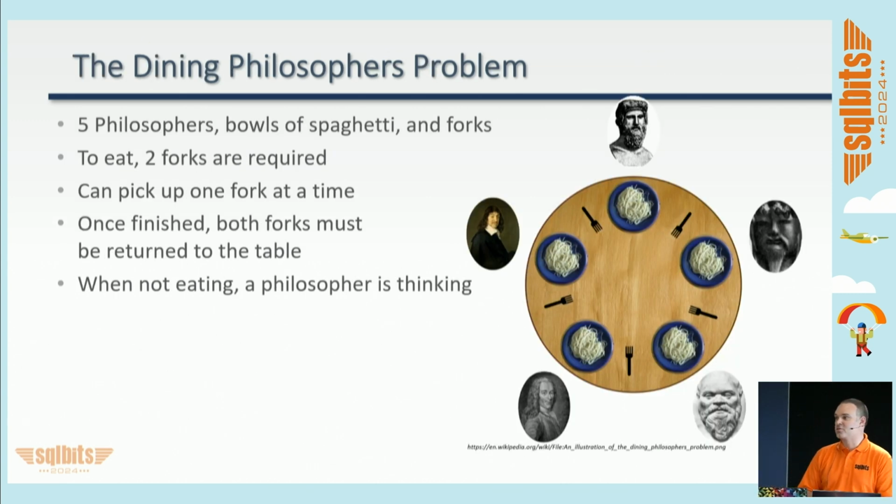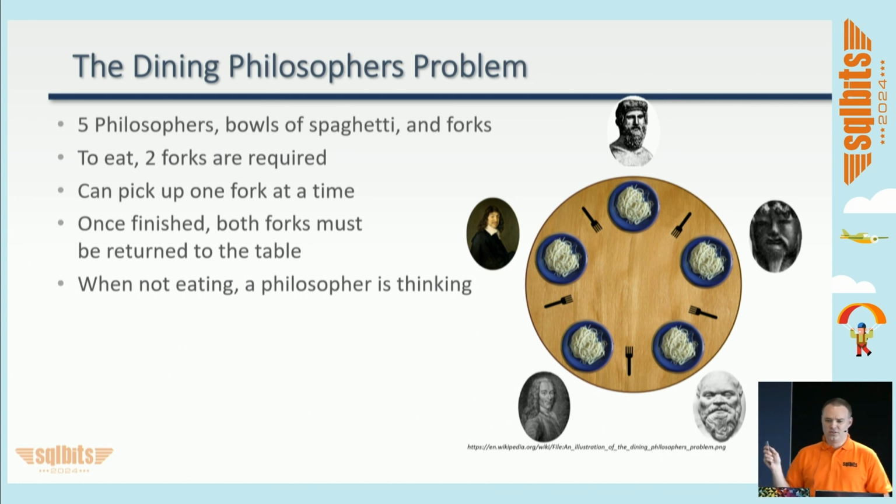There's a famous computer science problem that was proposed by a rather famous Dutch computer scientist, Dijkstra, in the early 1950s. It was called the dining philosophers problem. As you can see on the screen, we have 5 philosophers sitting around a table. Each has a bowl of, in this case, pasta in front of them, and there are also 5 forks. In order for a philosopher to eat, you need 2 forks. You can't just have one. But they can only pick up 1 fork at a time, and when they're finished, both forks have to be put back on the table. And if a philosopher isn't eating, a philosopher is thinking.